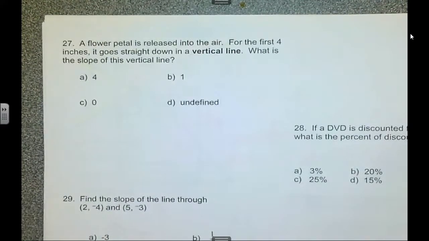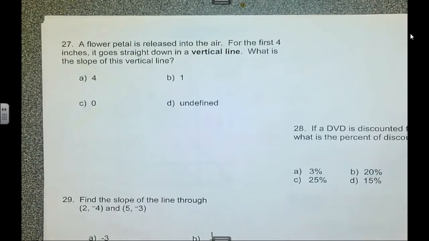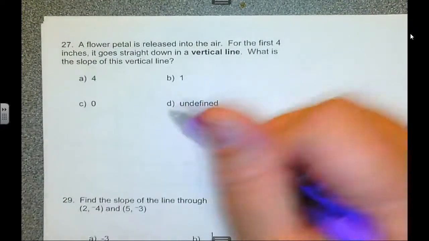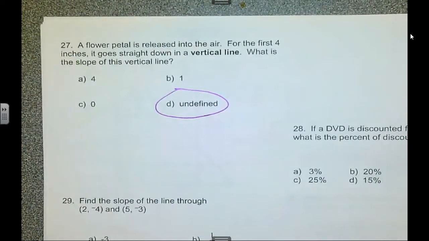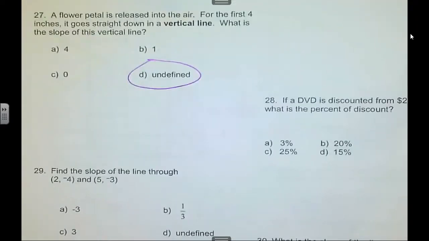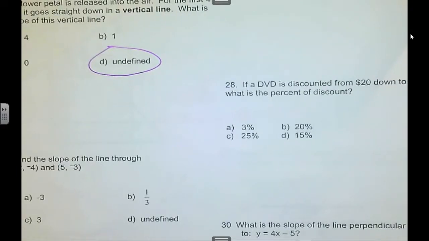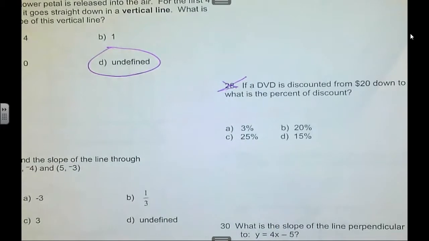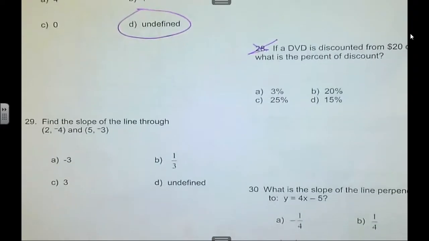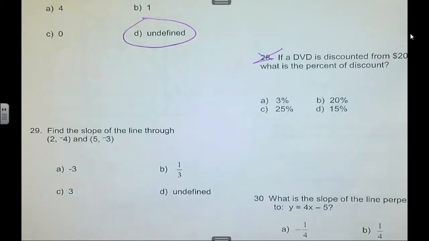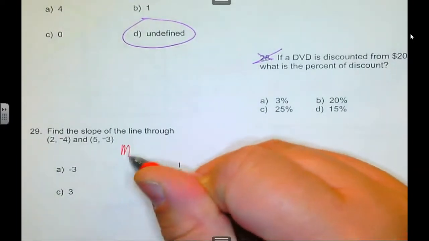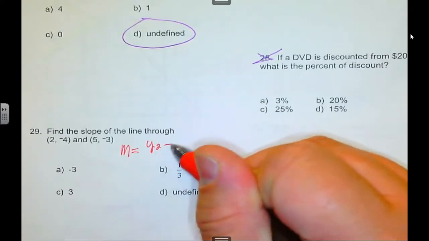A flower petal is released into the air for the first 4 inches. It goes straight down in a vertical line. What's the slope? Undefined, because we did this about 2 minutes ago. A vertical line has slope undefined. Number 28, don't worry about. Number 29, how do I find the slope through 2 points? That's right, use the slope formula.